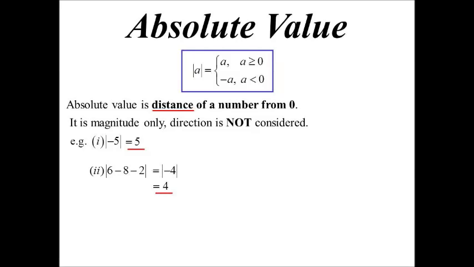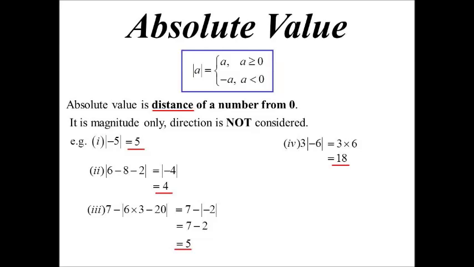But that means when I get something like this, I do what's inside the absolute value symbols first. 6 times 3 is 18 minus 20 is -2. So 7 minus the absolute value of -2 would be 5. And because they are like grouping symbols, I don't need a multiplication sign. It's just like writing 3 in front of the parentheses. So 3 times the absolute value of -6, 3 times 6, 18.